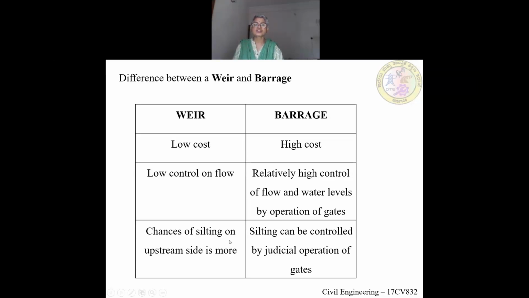Chances of silting on the upstream side are more in the case of a weir, but silting can be controlled by judicious operation of the gates. During floods and so on, if the gates are removed, silting can be avoided.